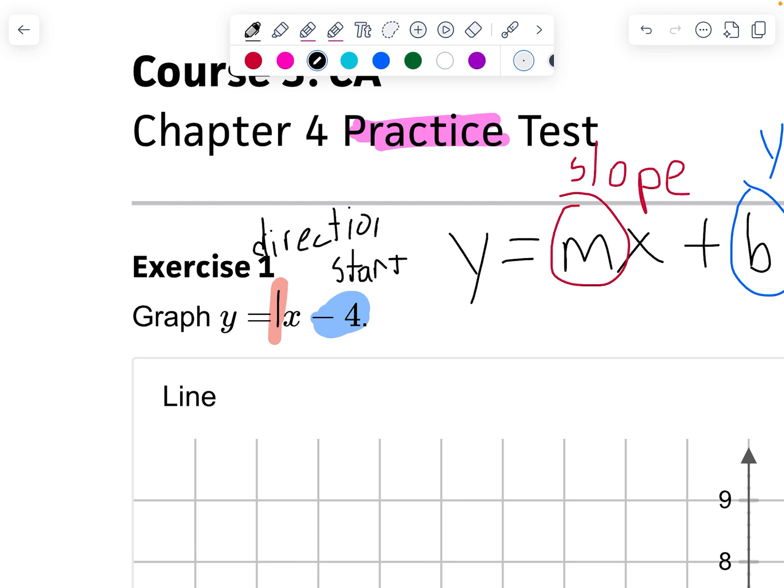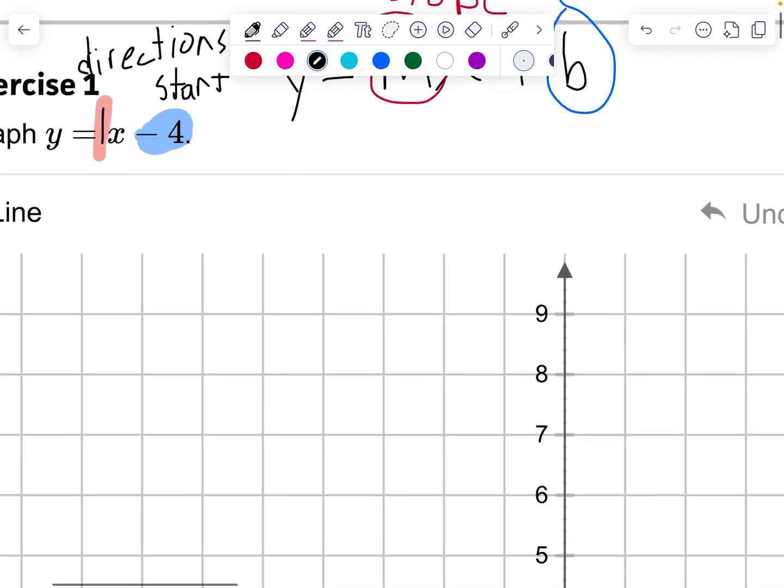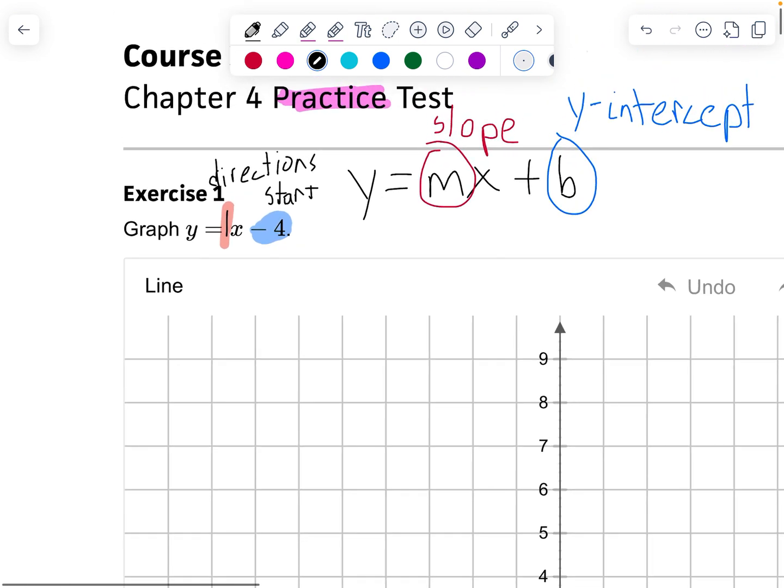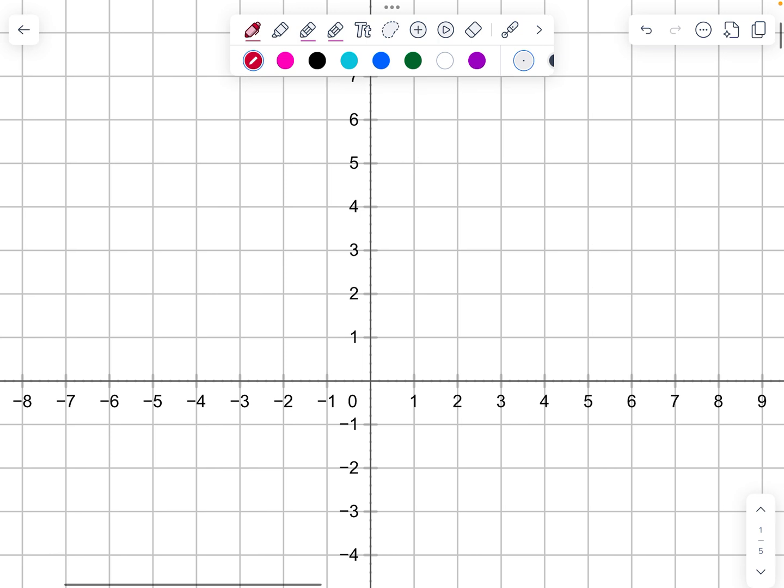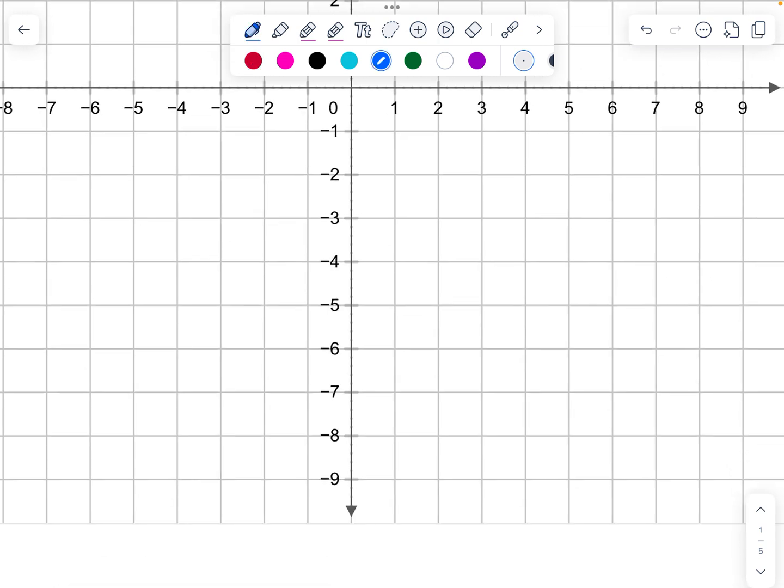Okay? All right, so we're going to start at -4, and with the slope being 1, that is the same as 1 over 1, right? Well, that gives you directions. It tells you go up 1 and go to the right 1. Okay, so that's what we're going to do. We're going to start at -4. This is simple. Let's go blue. Actually, no, let's go green.